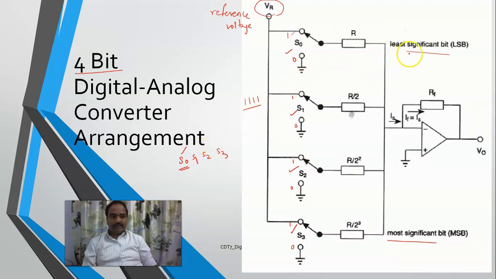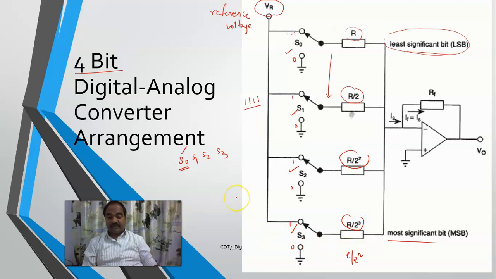Now see here, the least significant bit is directly connected to your reference value, whereas as you go to the higher order bits, each higher order bit, as you go stepwise, the resistor is divided by an equivalent of 2. So if it is R by 2, here is R by 2 square, this is R by 2 cube, and if it is an n bit, you will be getting R by 2 power n.